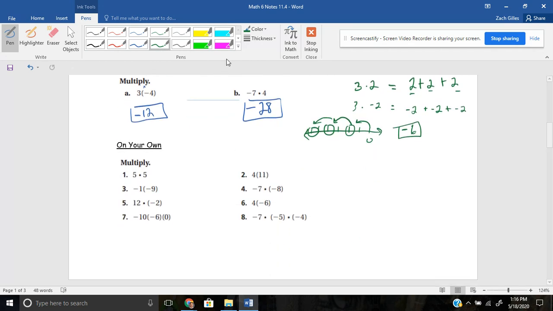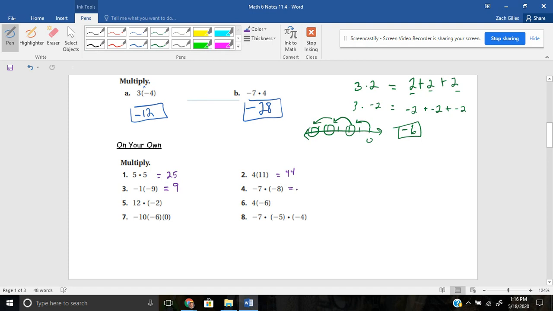So go ahead and pause here to try numbers 1 through 8 on your own. All right, let's see what we come up with. Number 1, 25, same sign, positive answer. Number 2, same sign, positive answer, should get 44. Number 3, same sign, should get a positive answer, and 9.